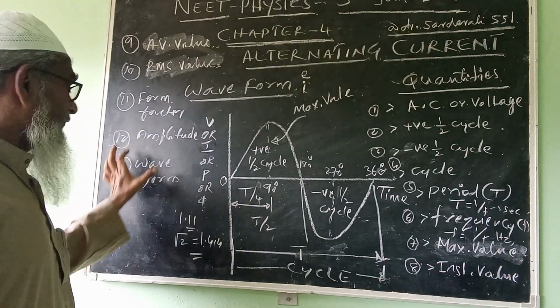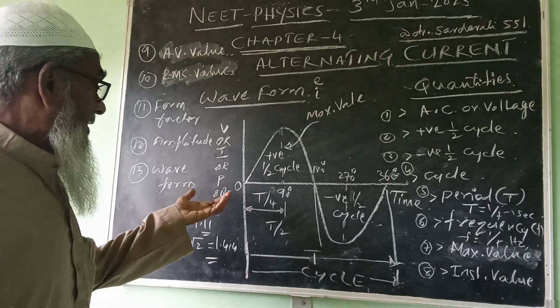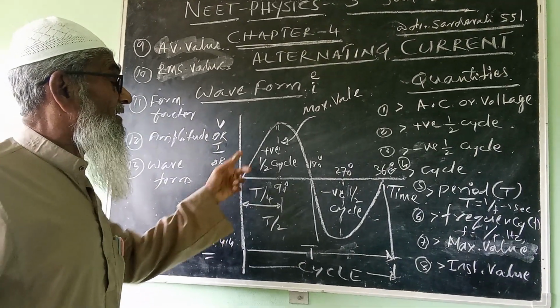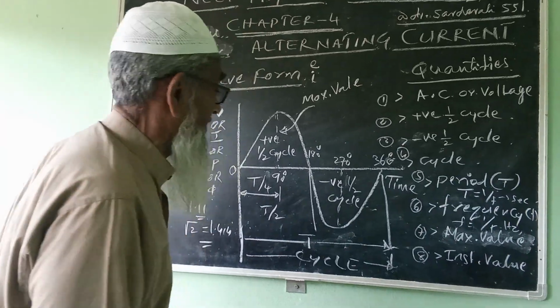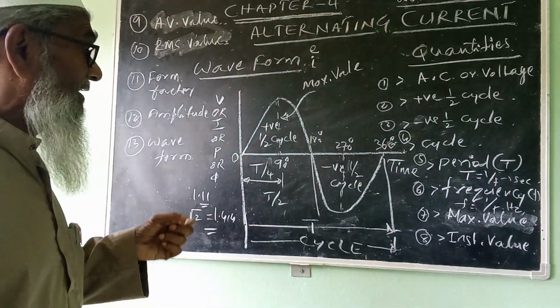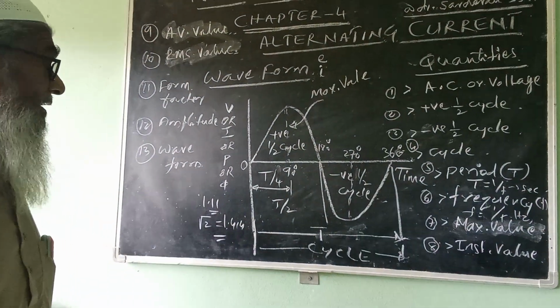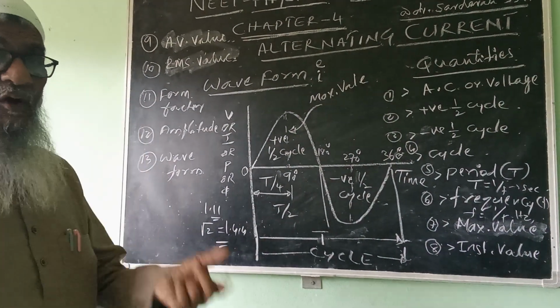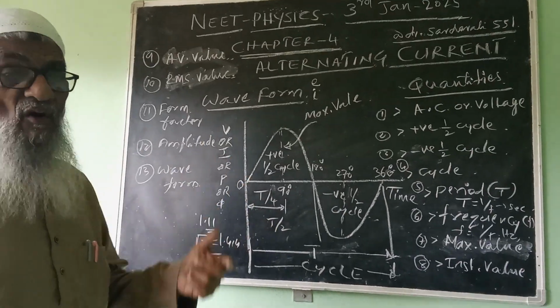Then what about the waveform? How are you going to define the waveform? The representation of an alternating current or voltage between 0 to 360 degrees, not even 1 degree less. It should be perfectly from 0 to 360 degrees. That will be called a waveform or sine waveform or sinusoidal waveform.